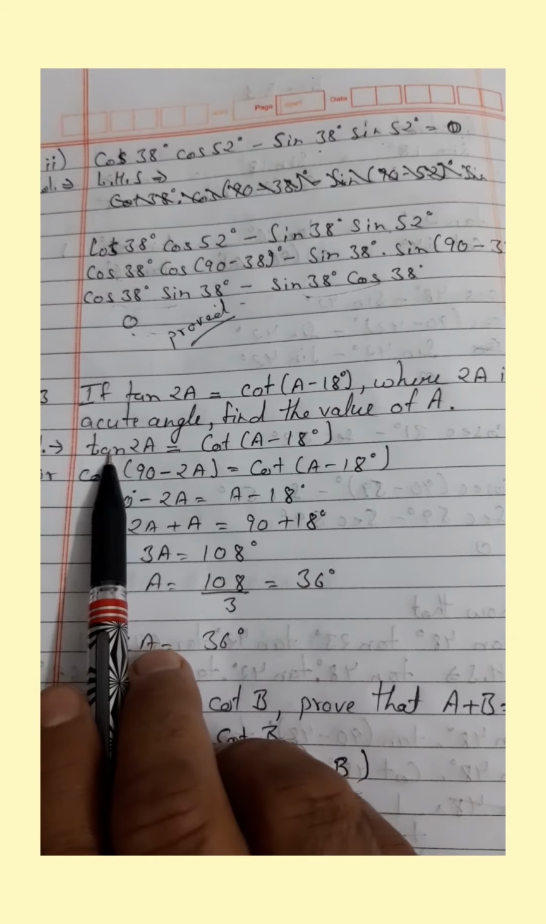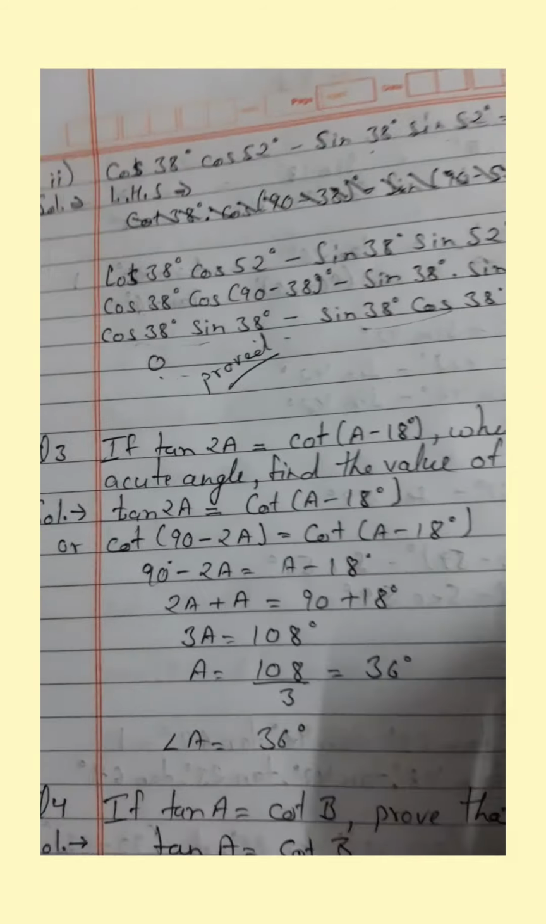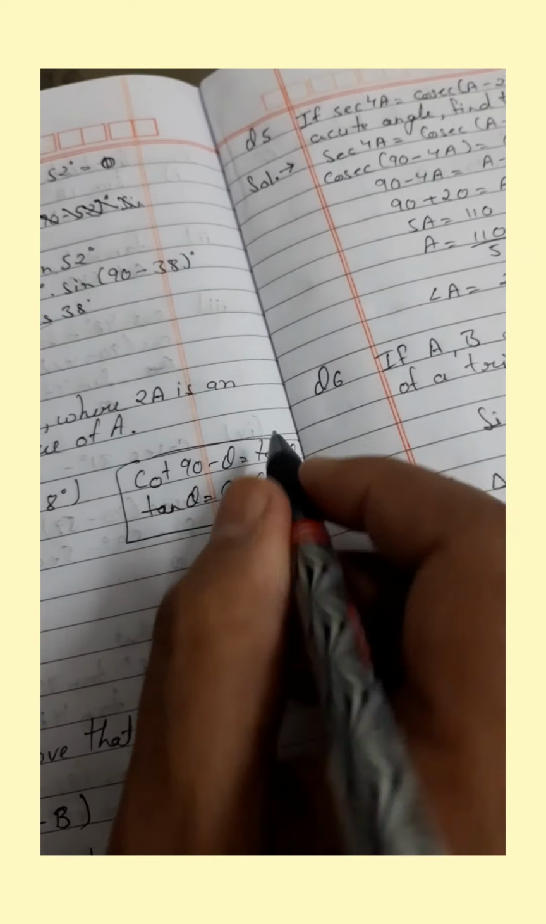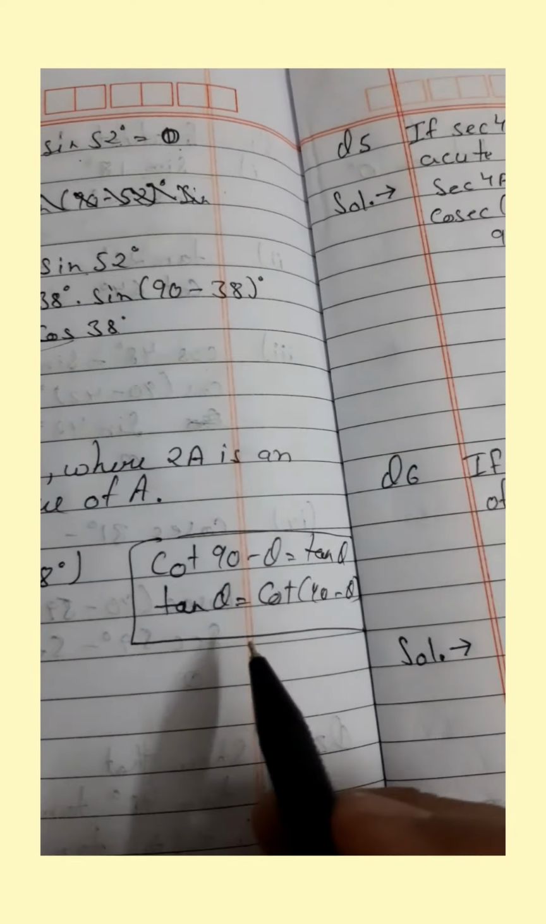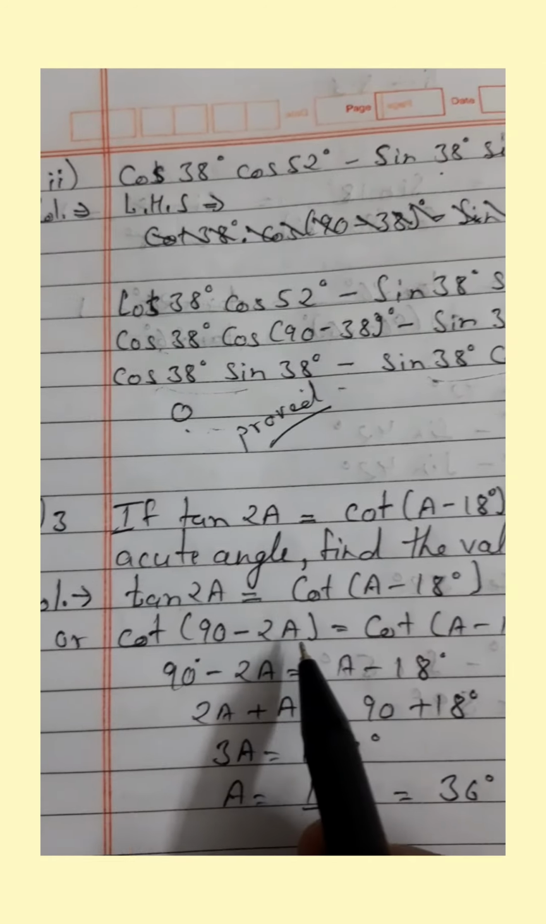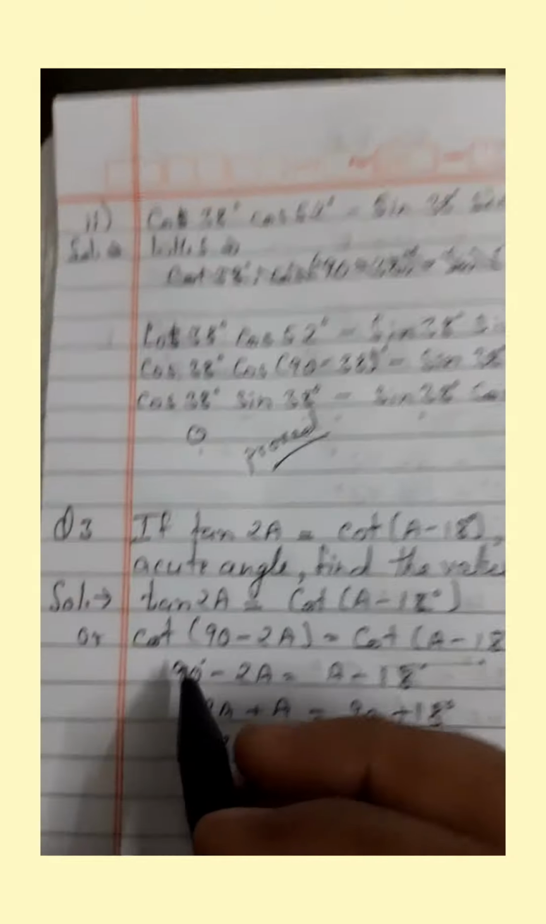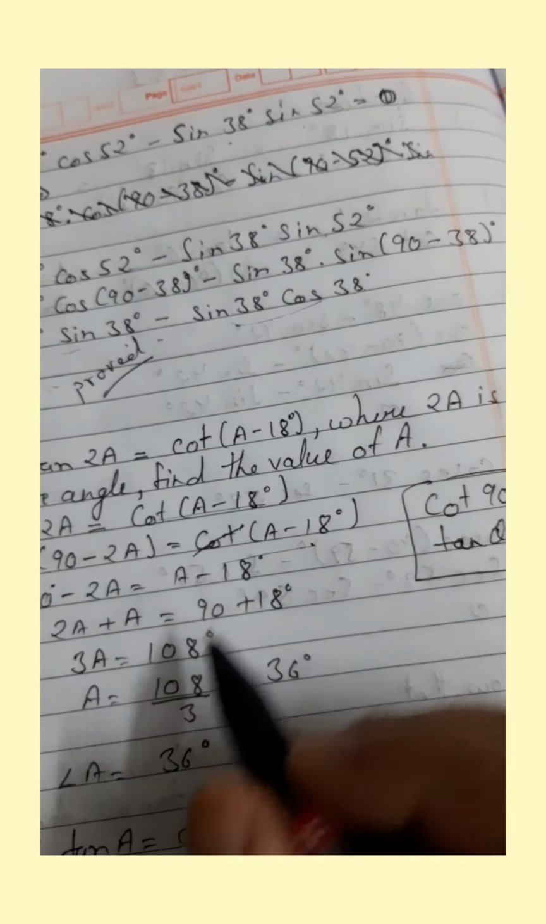Now again we can convert tan in the form of cot, right? Because we all know what is cot 90 minus theta. It is tan theta. So we can also write tan theta equals cot 90 minus theta. Right? So tan theta is cot 90 minus theta. Similarly, we can say tan 2a is cot 90 minus 2a equals, we have to copy this as it is. Right? Now we can cancel cot by cot.